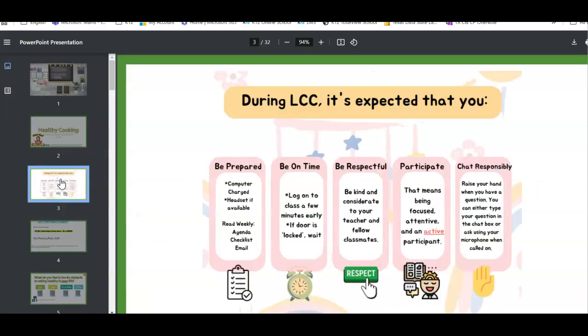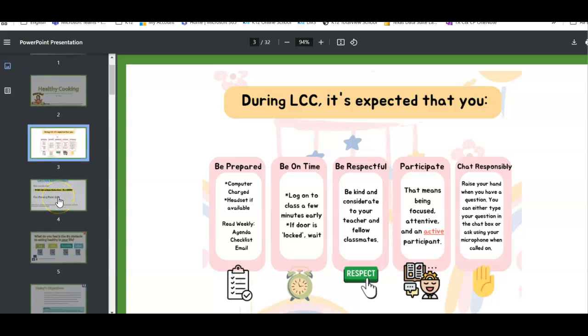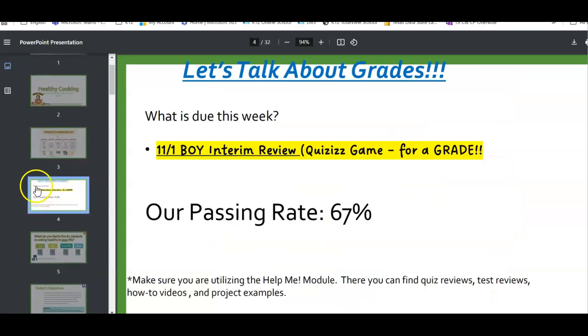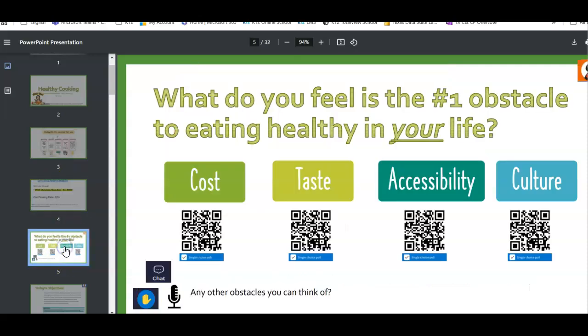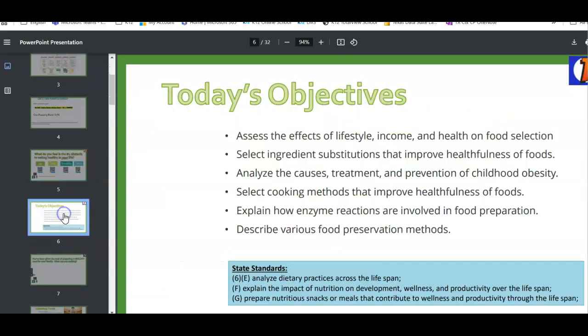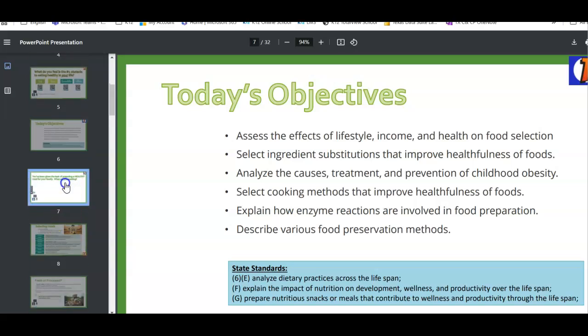And since it isn't a live CC, there are some of the slides I don't really need to go through. Our passing rate is a 67%. So a little question to ask yourself, what do you feel is the number one obstacle to eating healthy in your life? In our objectives today, we're going to be assessing the effects of our lifestyle, selecting ingredient substitutions, analyzing causes, treatment, and prevention of childhood obesity, selecting cooking methods, explaining how enzyme reactions are involved, and describing various food preservations.